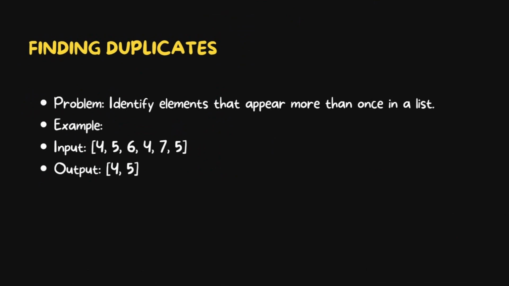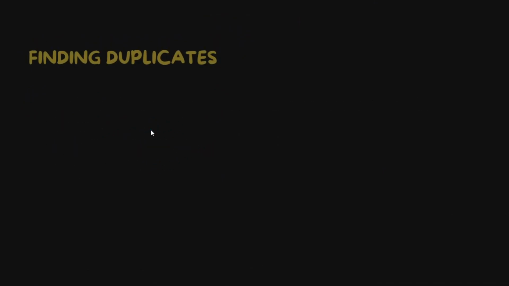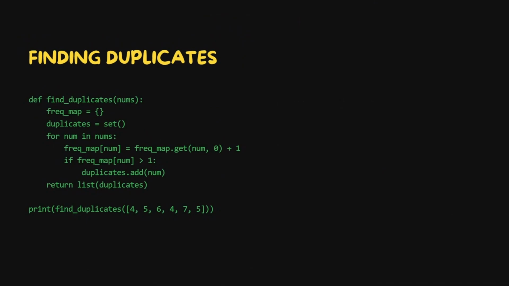Next, let's solve the finding duplicates problem. It is to identify the elements that appear more than once in a list. For example, if the input is 4 5 6 4 7 5, here we can see 4 is repeating 2 times and 5 is also repeating 2 times. So our aim is to identify the elements that appear more than once in a list. If the input is like this, then we need to print 4 and 5 since they appear 2 times.